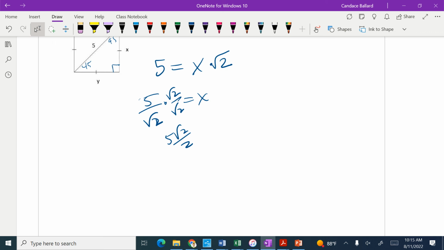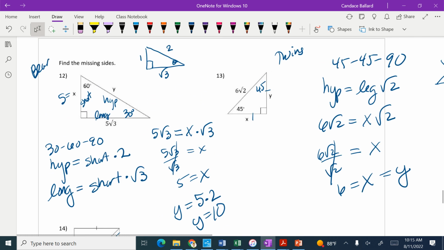Okay, let's see where we're at. 14, 29. Okay, we good on trig? That was a really quick review of a little bit of everything that we've seen trig-wise that you may see tomorrow. Any questions? All right, let's see.